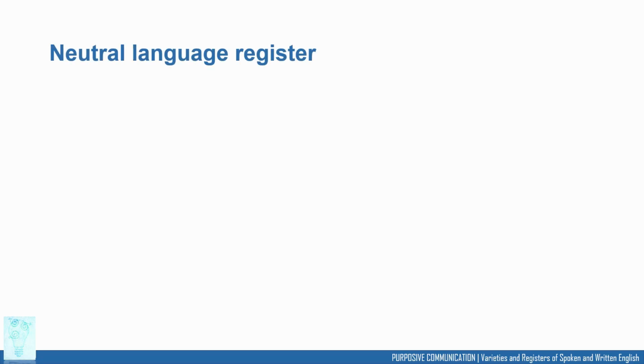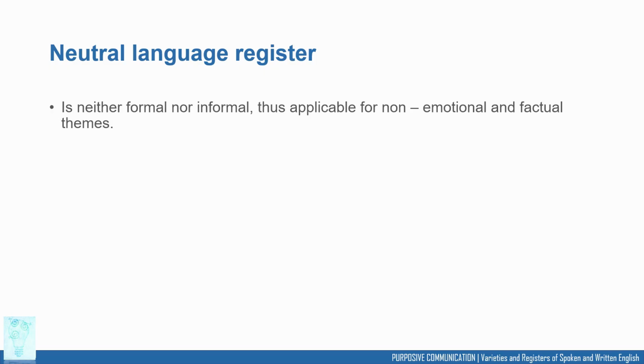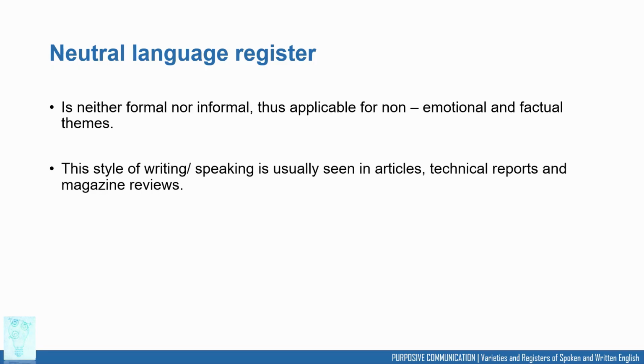And the third common language register is the neutral language register. It's neither formal nor informal, thus applicable for non-emotional and factual themes. Non-emotional, because this is just straight ahead, in between your formal and informal. This style of writing or speaking is usually seen in articles, technical reports, and magazine reviews. So in neutral, there are no sides of formality or informality. It's just factual, objective relaying of a message. So that's neutral language register.